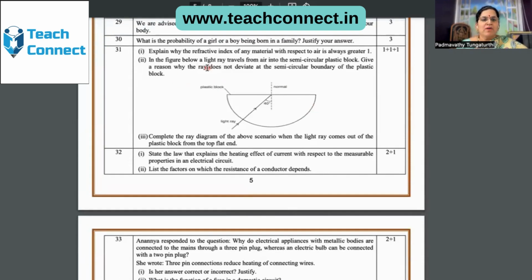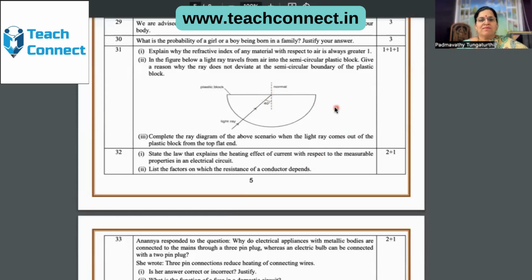In the figure below, a light ray travels from air into the semicircular plastic block. This is a plastic block. Observe the diagram. No hurry to write the answer. This is the normal. The light ray is incident from here. This is the plastic block and this is the normal, and it is incident at 40 degrees. The light ray is going.